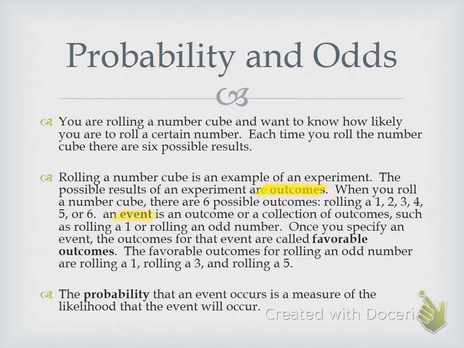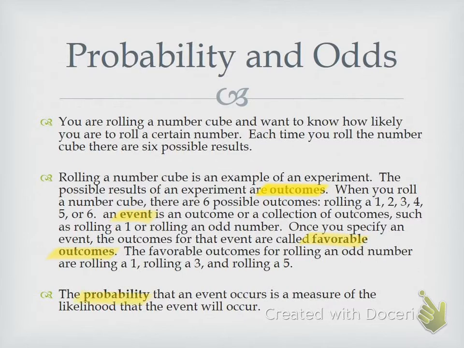This is a big one, a favorable outcome. What are we trying to test? For every card I draw, I'm looking to see how many hearts I draw. Okay, so I'm looking for hearts. That would be my favorable outcome. For every die that I roll, I'm trying to roll a 3. So 3 would be my favorable outcome. You can almost view it as like a goal. Okay, favorable outcomes.